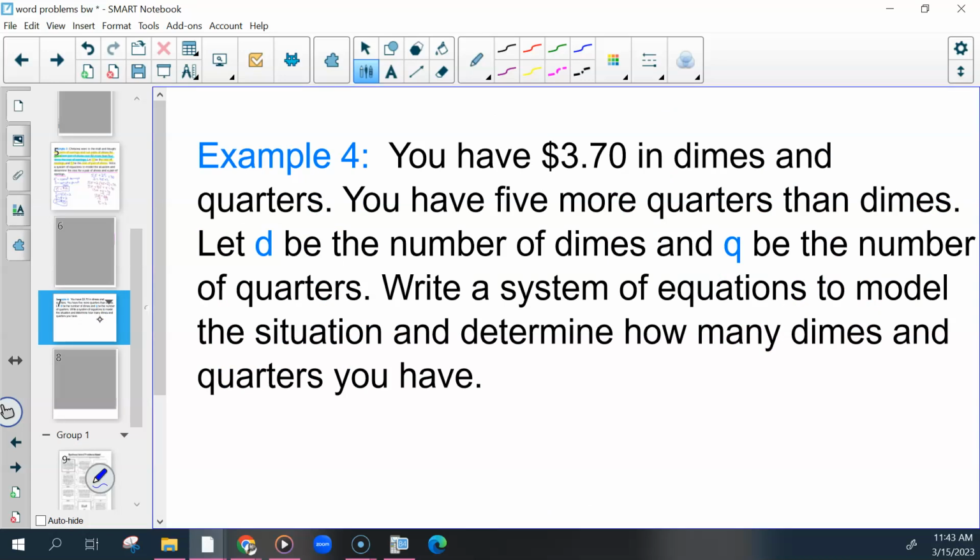So for this one, you have $3.70 in dimes and quarters. You have 5 more quarters than dimes. Let D be the number of dimes and Q be the number of quarters. Write a system of equations to model the situation and determine how many dimes and quarters you have. What is important here? So the 370 is actually going to be a total, but it's important to know that this is dimes and quarters. Thank you, Nature. And then, what else is important?